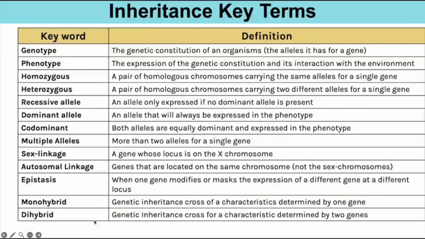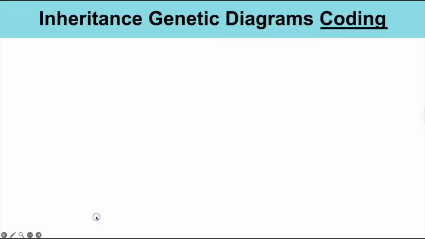Monohybrid and dihybrid don't come up as definition questions, or at least they haven't, but it's just knowing what they mean. So monohybrid, mono meaning 1, is looking at the inheritance of just 1 gene. A dihybrid cross would be looking at the inheritance of 2 genes.